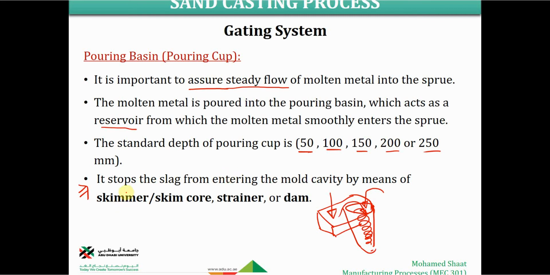Another function is that it can help prevent slag, because as we mentioned, one of the essential requirements of the gating system is to prevent the slag from filling the mold cavity. To prevent the slag from filling the mold cavity, we can do so using the pouring cup. We can use skimmers or skim cores, strainers, or dams.